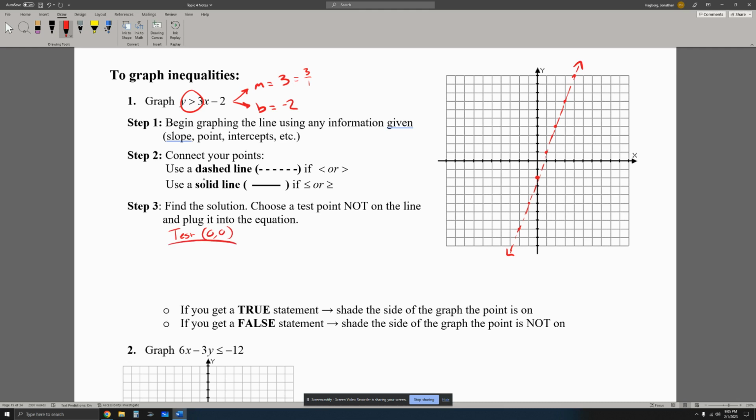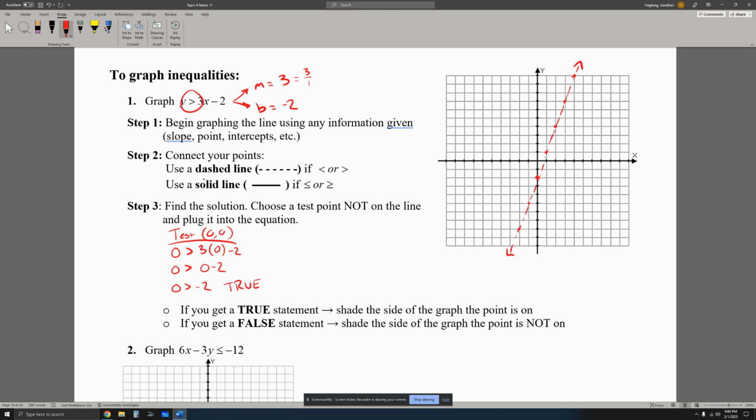Okay, and we're going to plug it into the inequality. So y is greater than 3x minus 2. So we're going to plug in 0 for y and plug in 0 for x. So 0 is greater than 3 times 0 minus 2. And we want to see whether or not this is true or false. So evaluating the right-hand side, we get 0 minus 2. And we know 0 minus 2 is negative 2. So we get the inequality 0 is greater than negative 2. Is that true or is that false? Well, yes, that's true. 0 is greater than negative 2. Therefore, if you get a true statement, we're going to shade the side of the graph that contains the test point that we just tested here. So 0, 0.